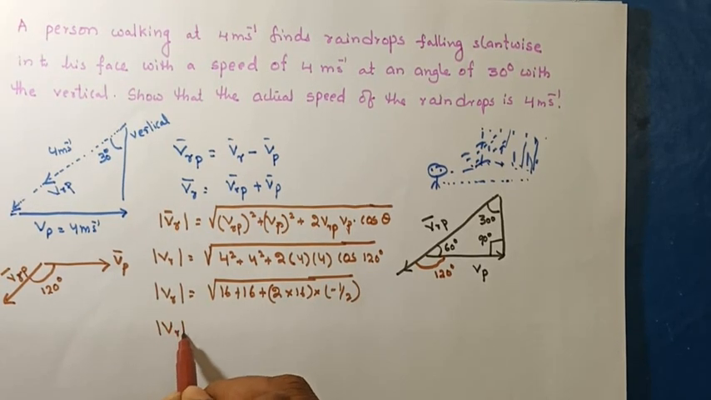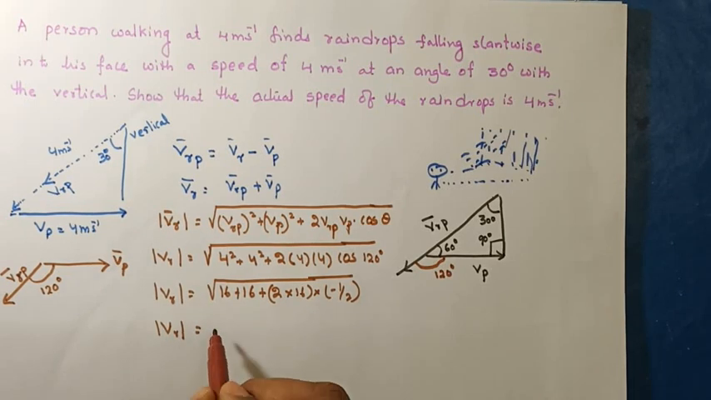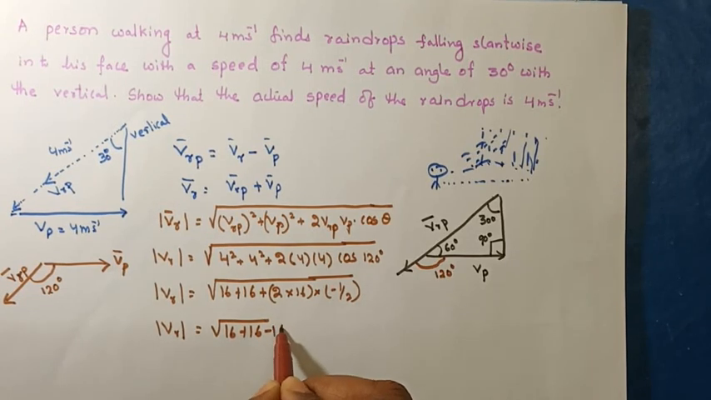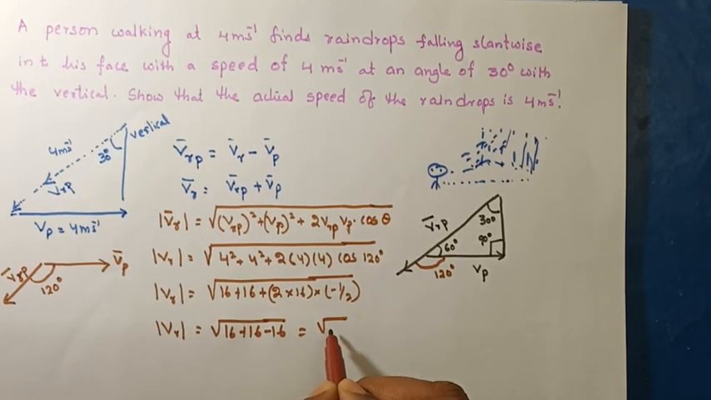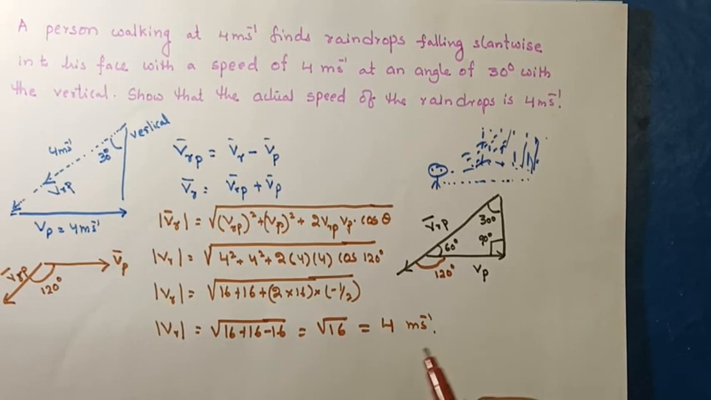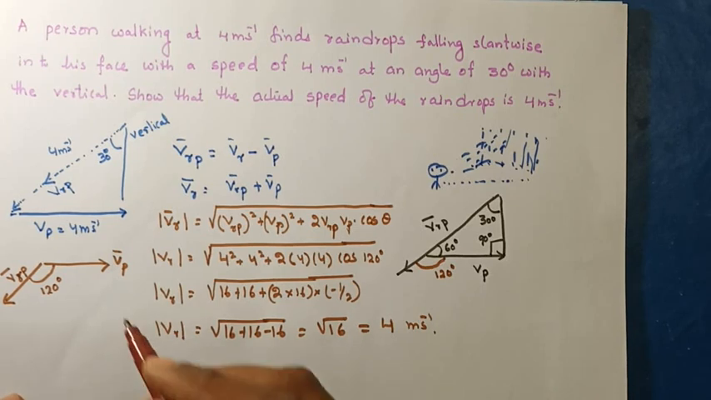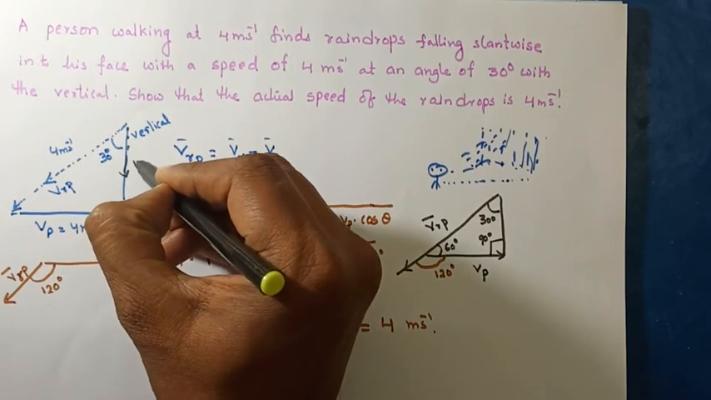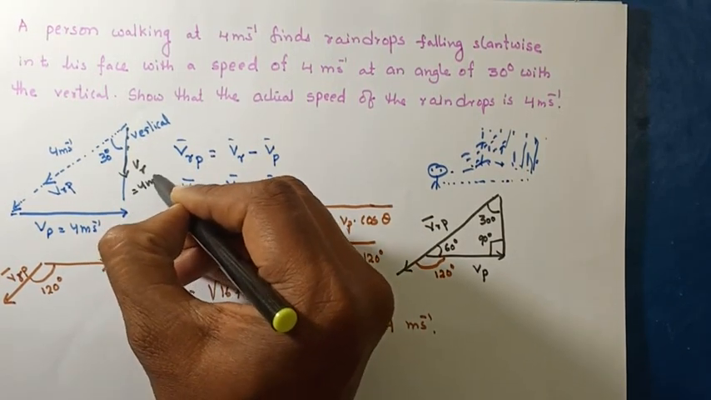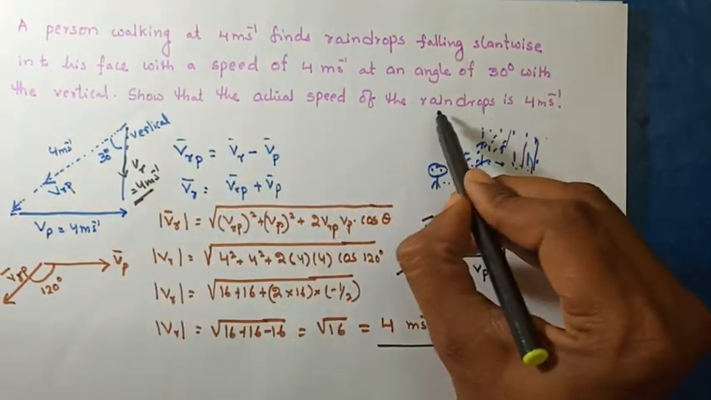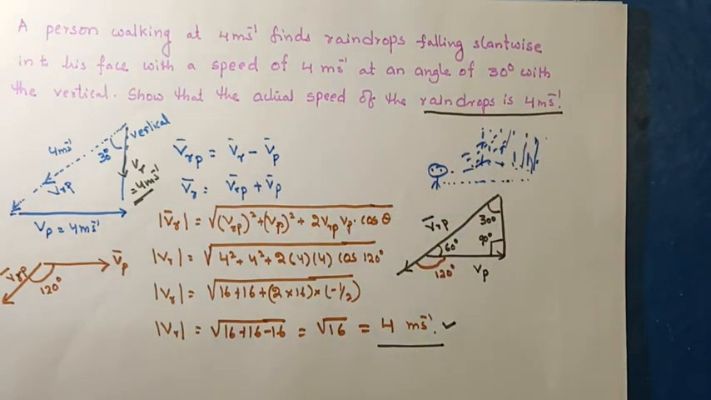So Vr is equal to 16 plus 16 minus 16, which is simply root 16, which is 4 meters per second, right? So I conclude that this is actually the velocity of the rain, which is equal to 4 meters per second. The actual speed of the raindrop is 4 meters per second. That we have to show, and we have shown.